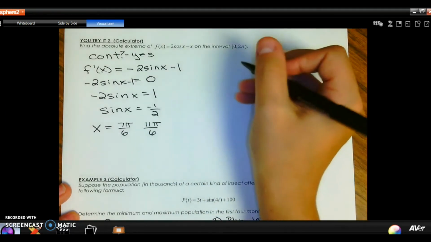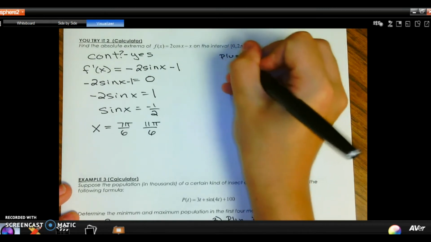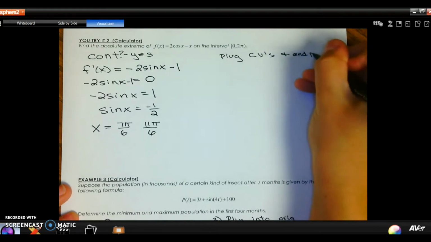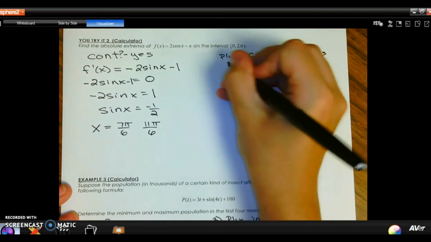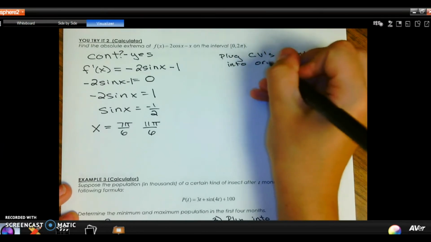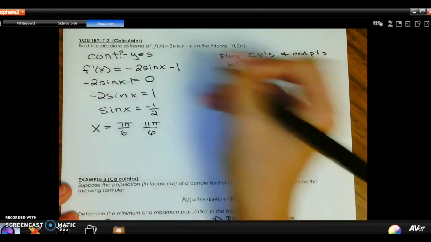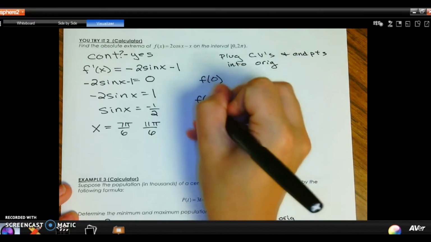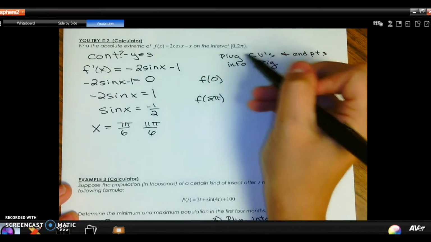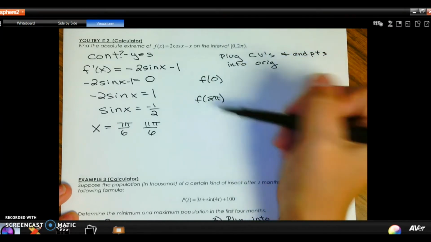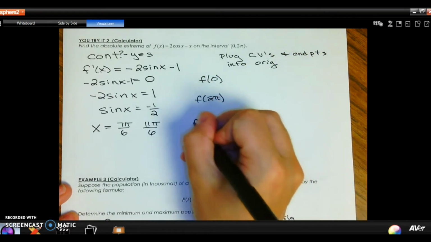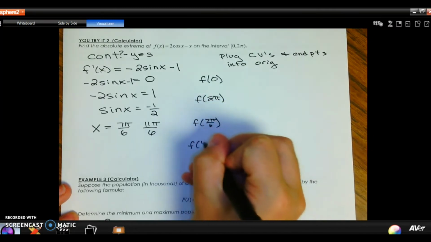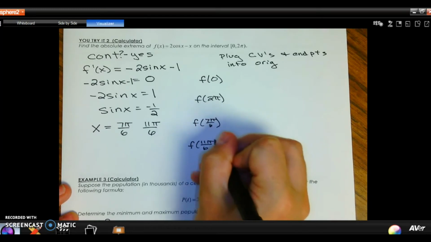And now I take those critical values, so you plug your critical values and endpoints of the interval into the original, okay? So what I'm going to do is go back and evaluate f of 0, f of 2 pi, and I do see that that is not included there, but you actually do still plug it in to evaluate there. And then I'm still going to do f of 7 pi over 6 and f of 11 pi over 6.